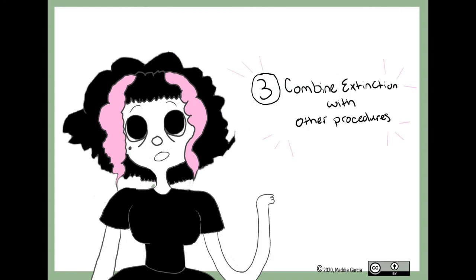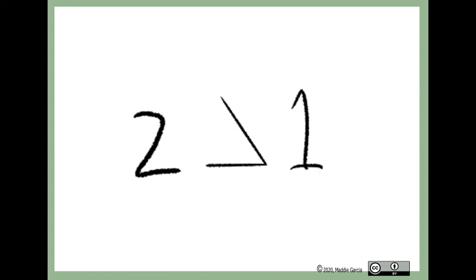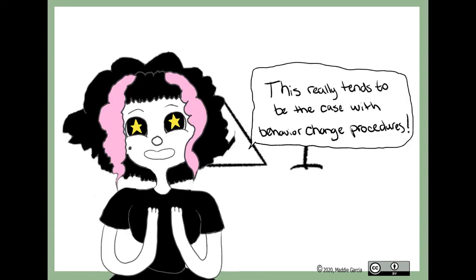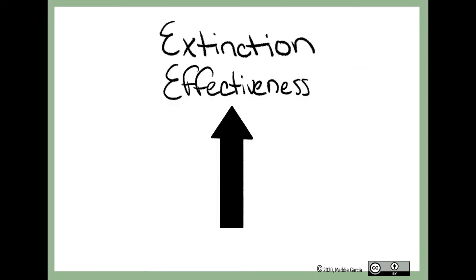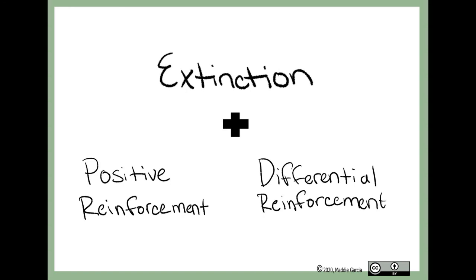The guideline after this suggests that you will find it much more effective to combine extinction with other procedures. They say that 2 is better than 1. This really tends to be the case when working with behavior change procedures. The effectiveness of extinction seems to increase when combined with things like positive and differential reinforcement.